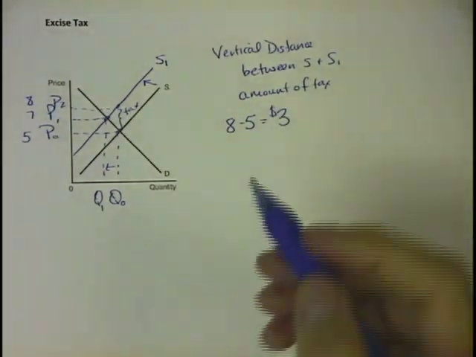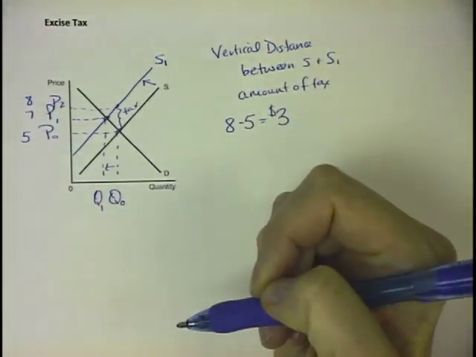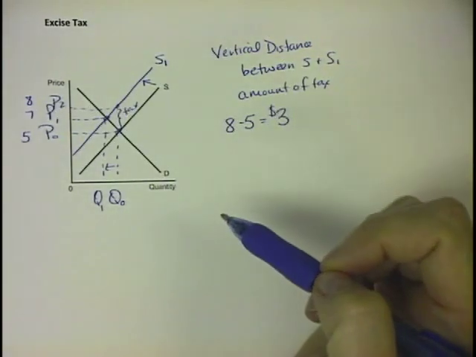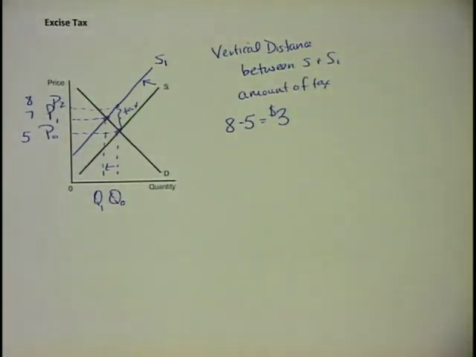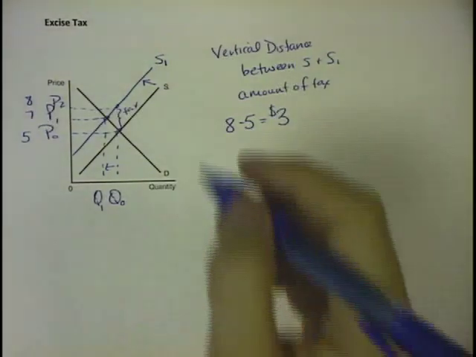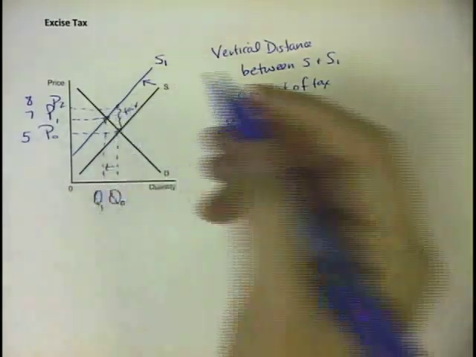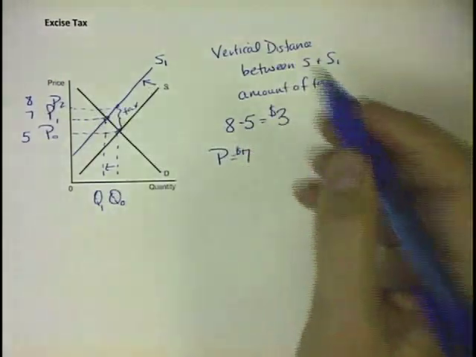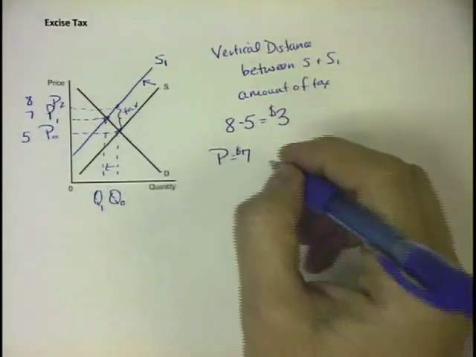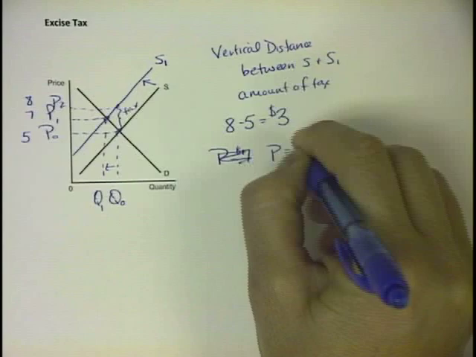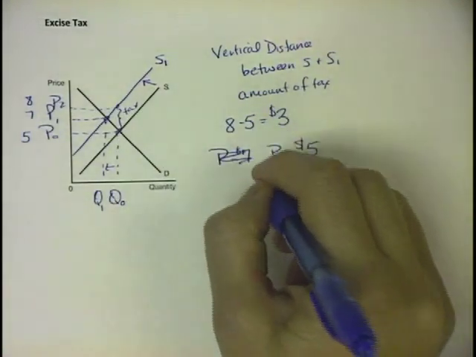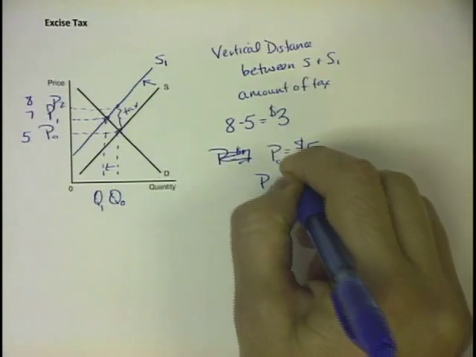Okay, we can tell that that is the amount of the tax because that's the vertical distance between the two curves. Now, who's going to pay this tax? It doesn't matter who submits the tax to the government. What matters is who's bearing the burden, who's going to end up paying the burden of the tax. So originally, the price was $5. Sorry about that. Now the new price is $7.